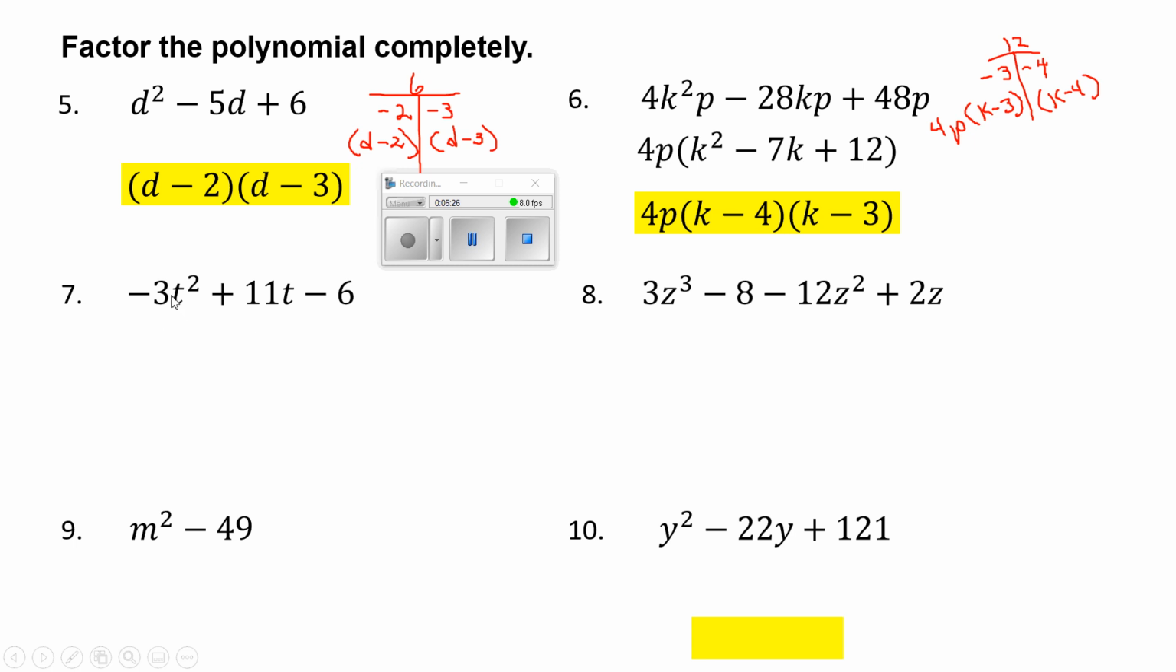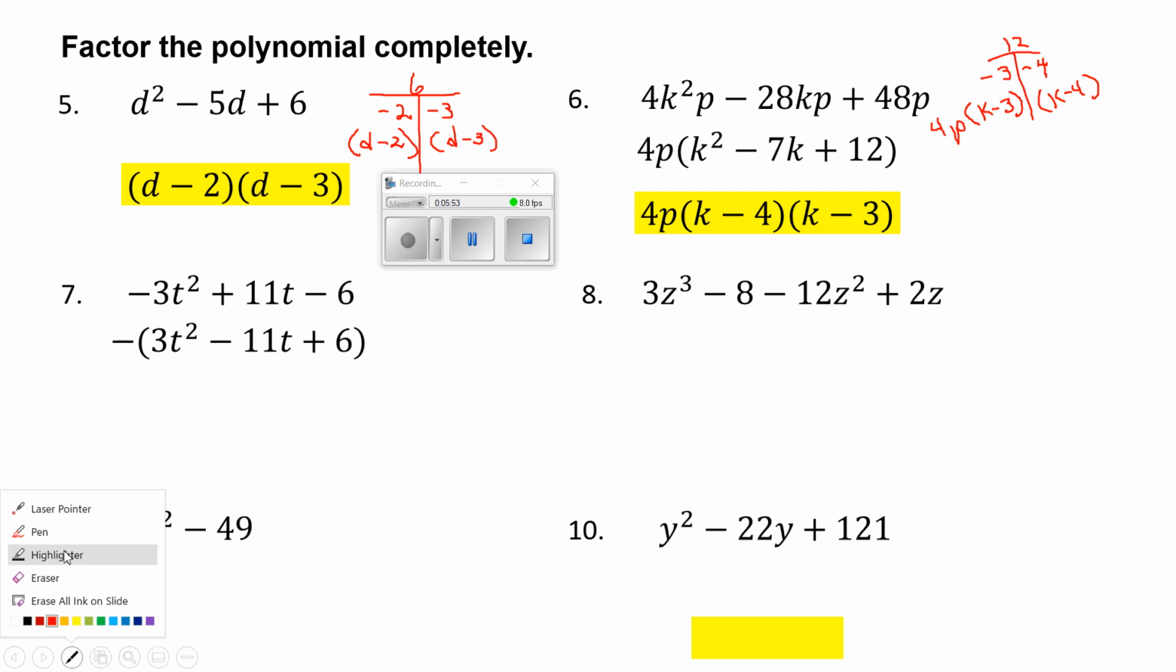First thing I want to do, when I see this negative in front, is get rid of that negative sign. So the first thing I'm going to do, let's see if they show it here, I'm going to divide the negative sign away. That'll turn all these signs to the opposite. So instead of a negative 3t, it's a positive 3t, right? 3t to the second power, excuse me. Instead of a positive 11t, it'd be a negative 11t. Instead of a negative 6, it'd be a positive 6. And now I can go ahead and factor this out. When I do, I see 3 times 6, that's going to be 18.